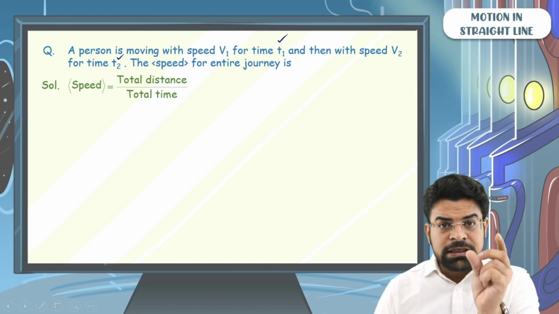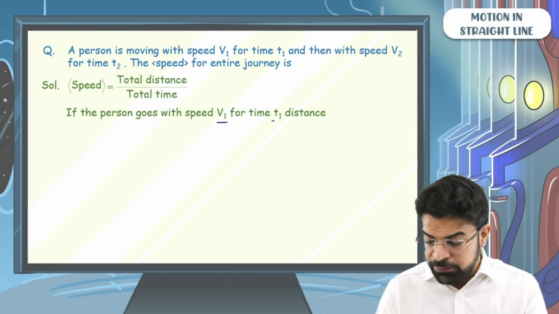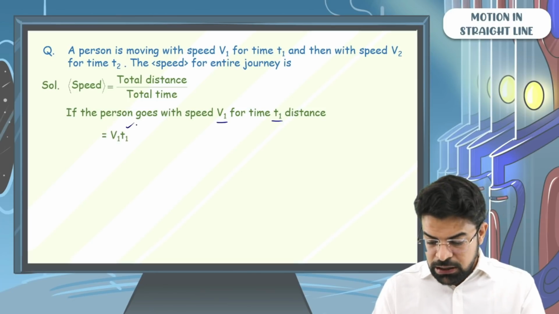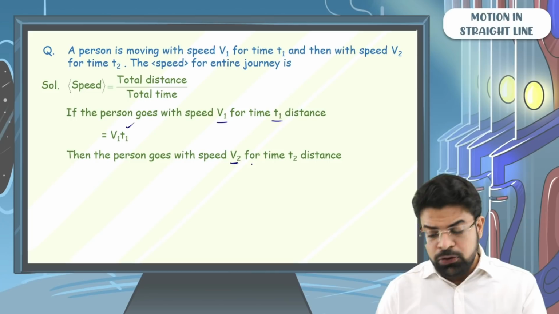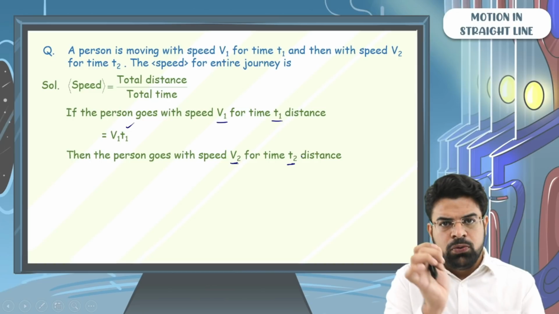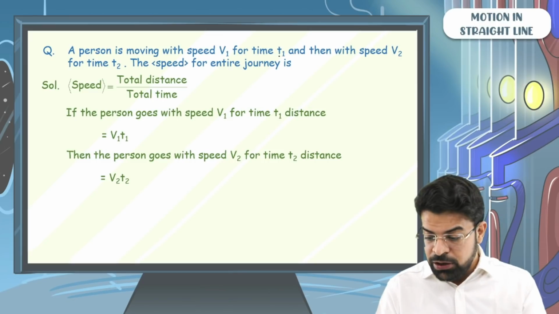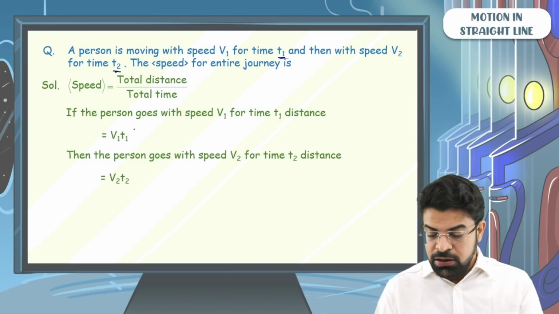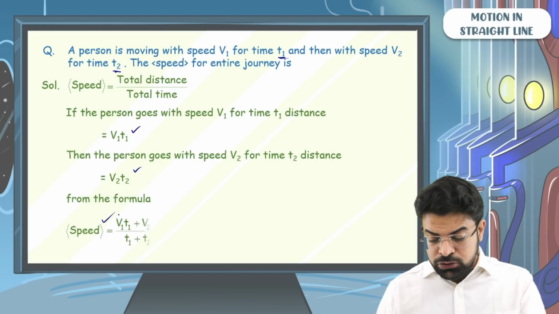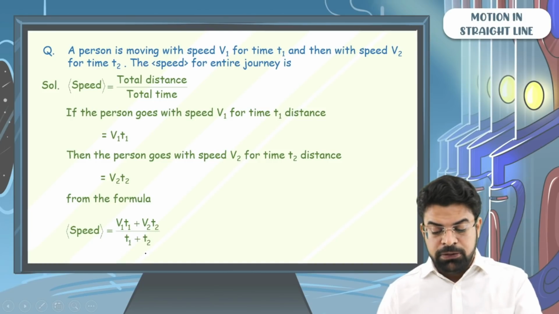What will be the total distance traveled? Let's see. If the person goes with speed v1 for time t1, the distance traveled by the person will be nothing but v1 t1, right? If the person goes with speed v2 for time t2, then in the next time frame t2, the distance traveled will be v2 into t2. Hence, you can say the total distance traveled in the time frame t1 plus t2 is nothing but v1 t1 plus v2 t2. Average speed equals total distance traveled, which is v1 t1 plus v2 t2, by the total time taken, which is t1 plus t2.